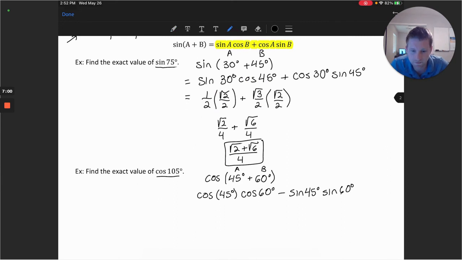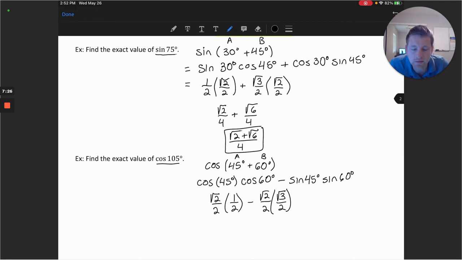So let's take a look at their values. Cosine of 45, again, we're familiar with that: square root of 2 over 2. Cosine of 60 is going to be 1/2. And then minus sine of 45, and then we'll have sine of 60, square root of 3 over 2.